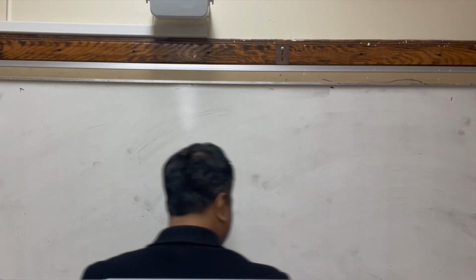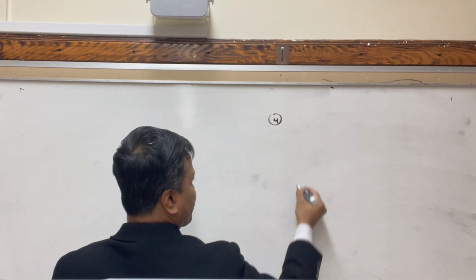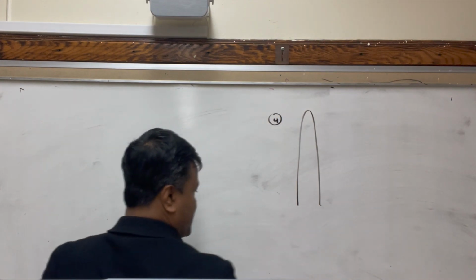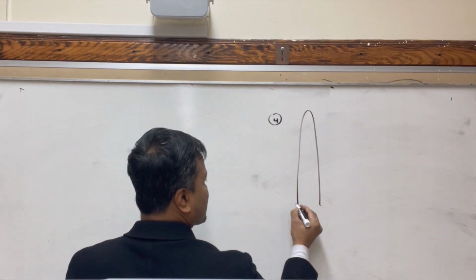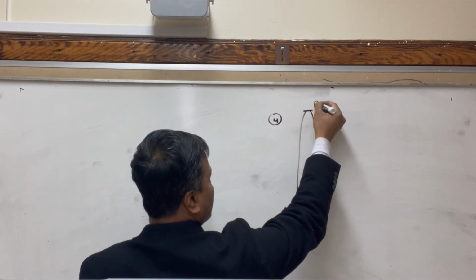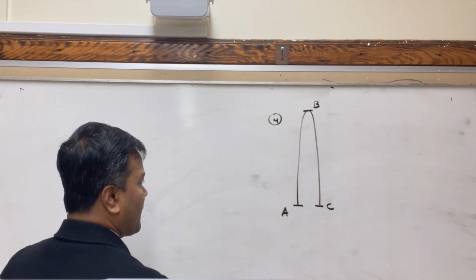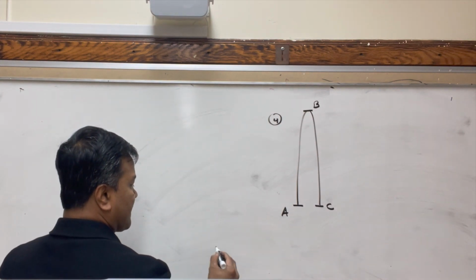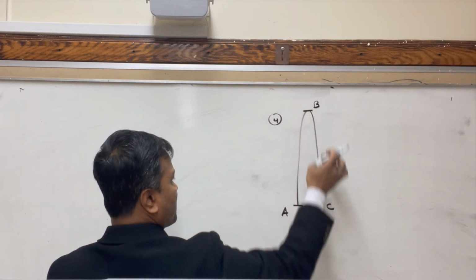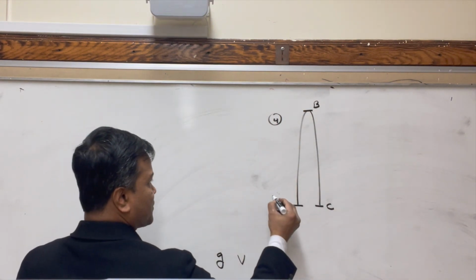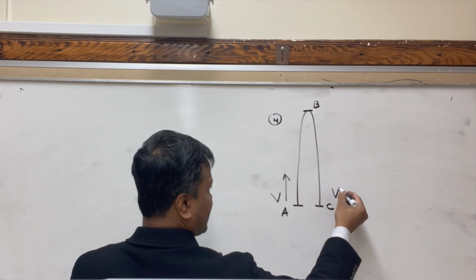All right, so question number 4: I throw a ball in the air, and it comes back to my hand. I can call this location A, this location B, and this location C. I want you to draw the acceleration vector and velocity vector from A to B and from B to C. The velocity vector over here is positive and the velocity vector over here is negative.